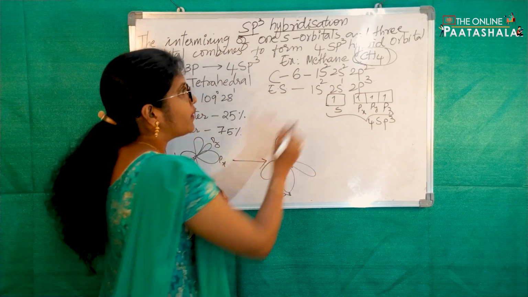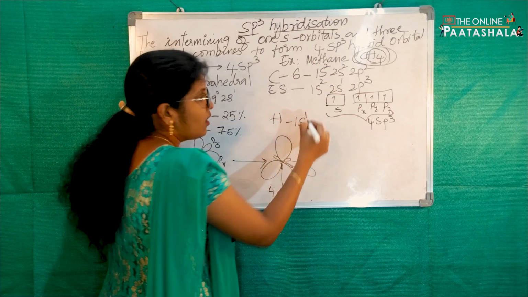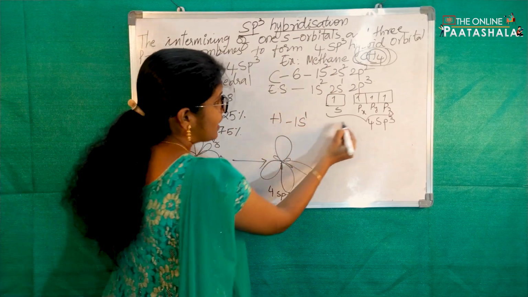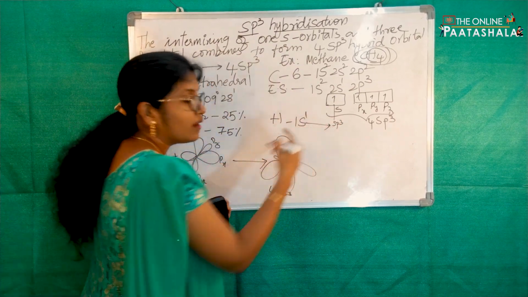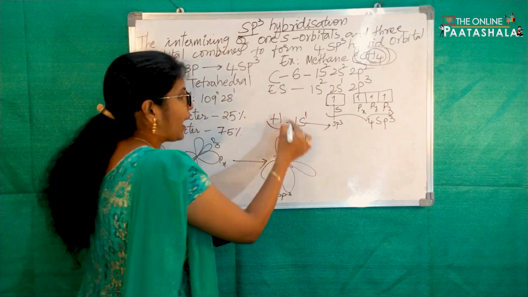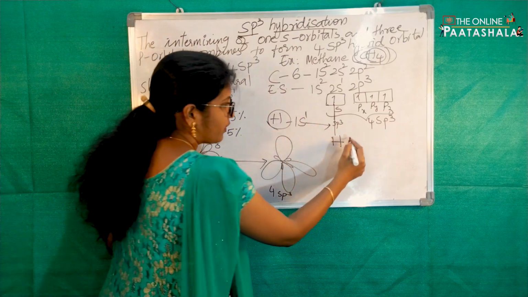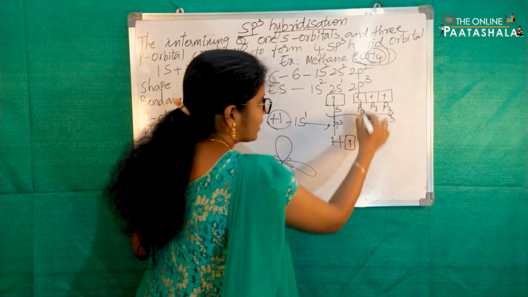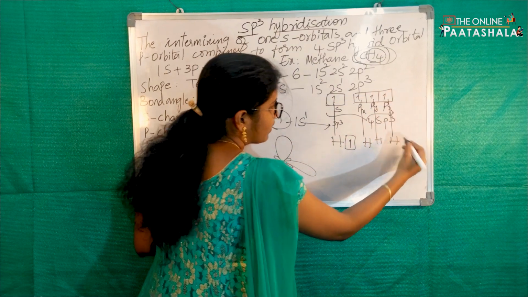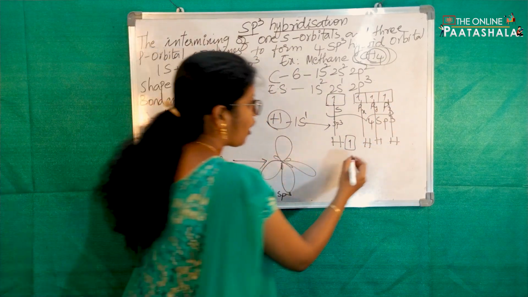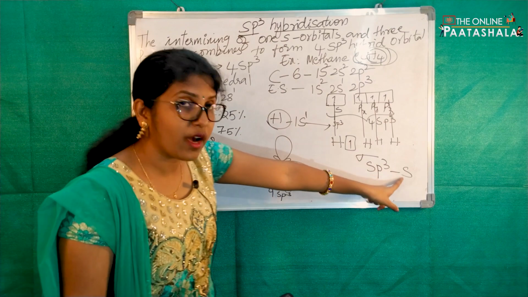Now it is being overlapped with which one? Hydrogen. What is the hydrogen electronic configuration? 1s, right? That means each sp3 hybrid orbital is being overlapped with one s orbital of hydrogen. Here it is being overlapped with the s orbital of hydrogen. Again this orbital with another hydrogen, again this with another hydrogen, and again this orbital with another hydrogen. And they form sigma sp3-s bonds.